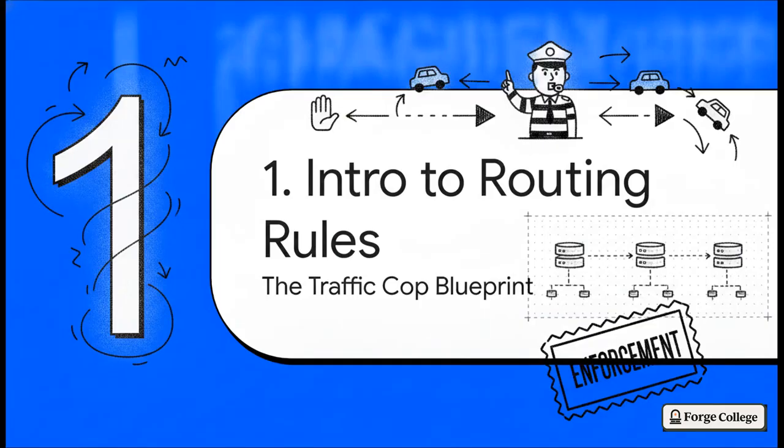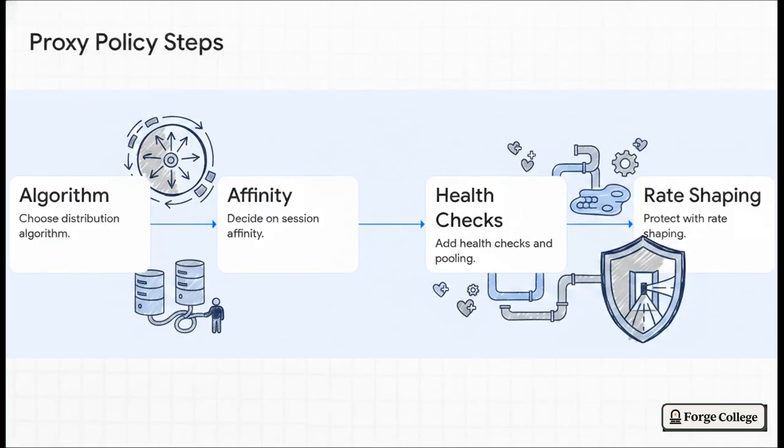Section 1. Introduction to routing rules. Building the traffic cop blueprint. So the crucial point here is this specific 4-step sequence. This right here is your foundational step-by-step micromap for designing absolutely any proxy policy. Step 1, you choose your algorithm. Step 2, decide on session affinity, like does a user need to stay glued to one server or can they bounce around? Step 3, add health checks and connection pooling, which act as your operational safety nets. And Step 4, protect the whole system with rate shaping so nobody gets overwhelmed. If you memorize this exact sequence, you can pretty much tame even the wildest, most unpredictable Solana traffic.